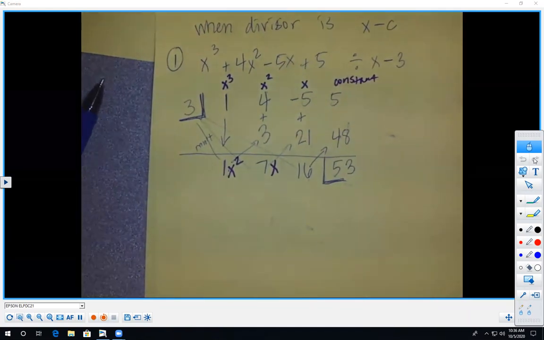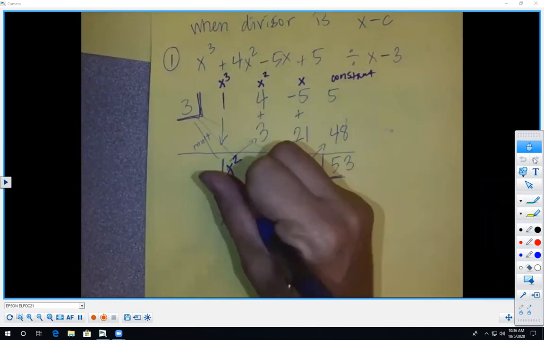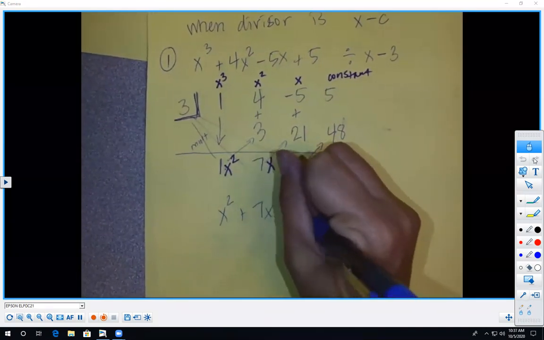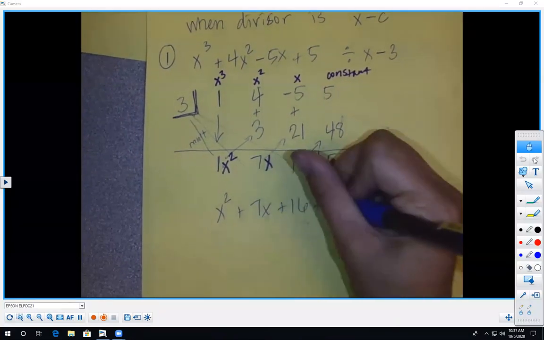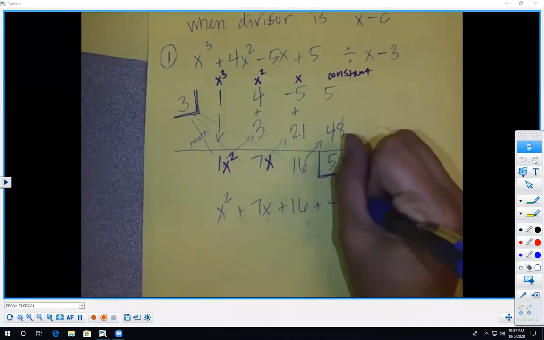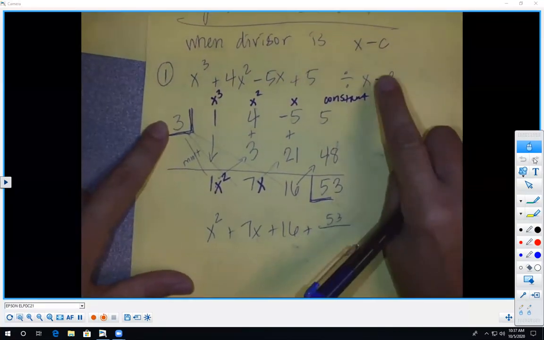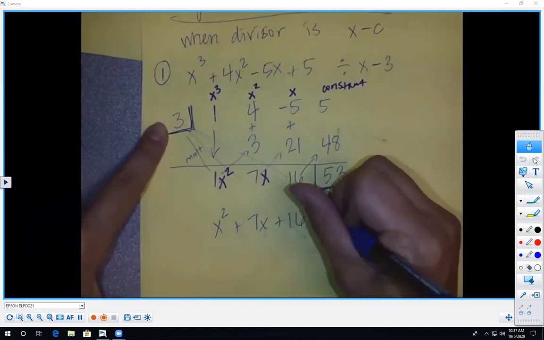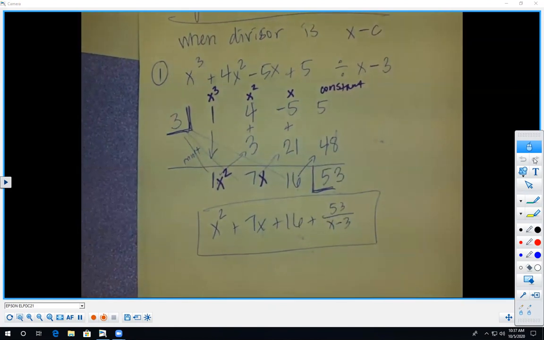So my answer here is 1x squared, or just x squared, plus 7x, plus 16, and this is my remainder of 53. I write it as plus 53 divided by, what's my divisor? Not just 3, x minus 3, okay? So x minus 3, and that's your answer.